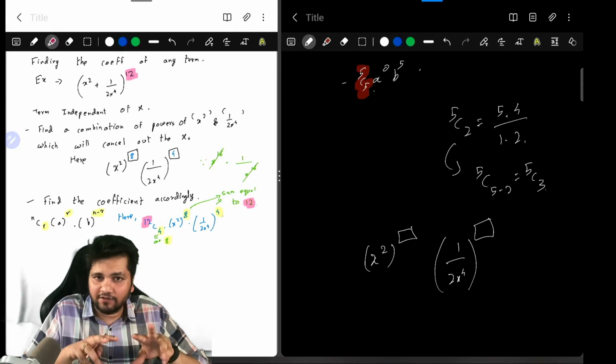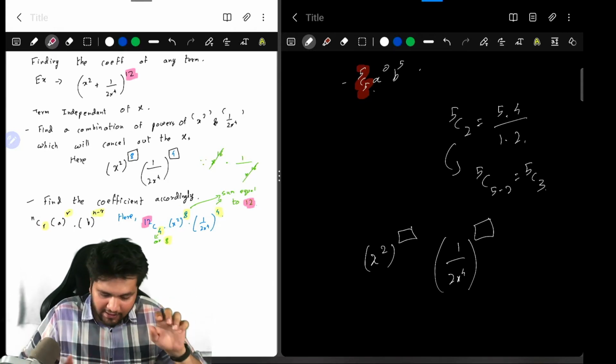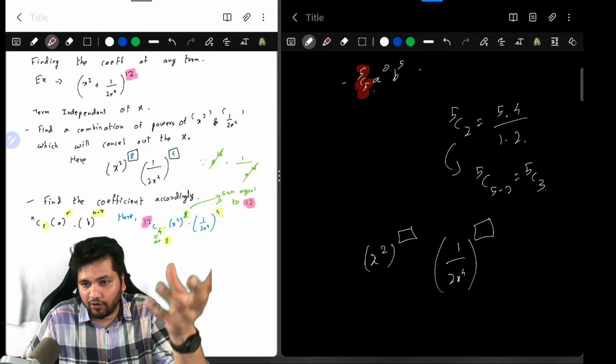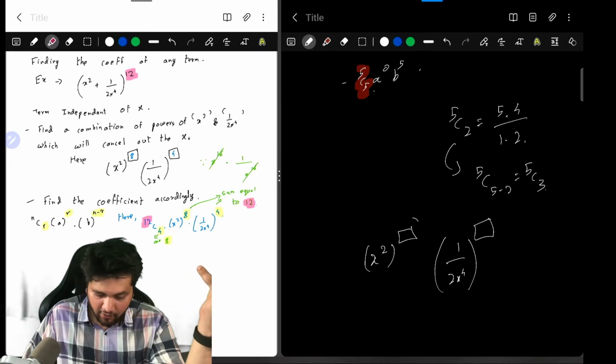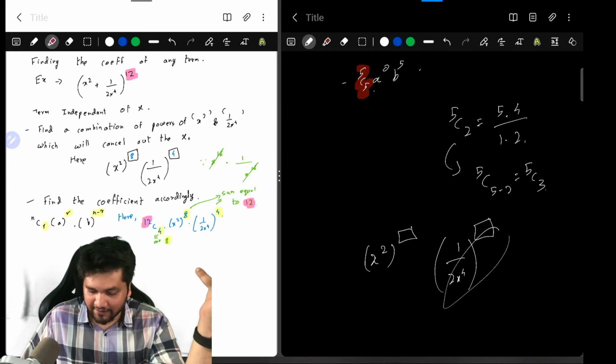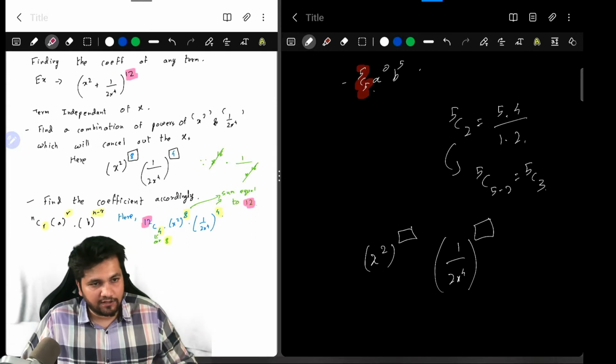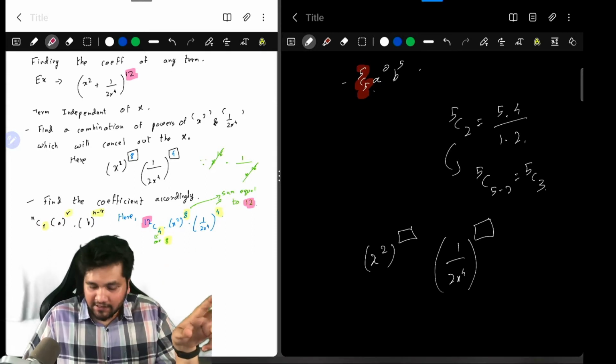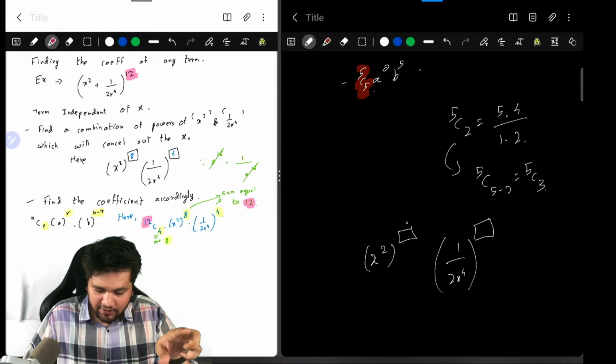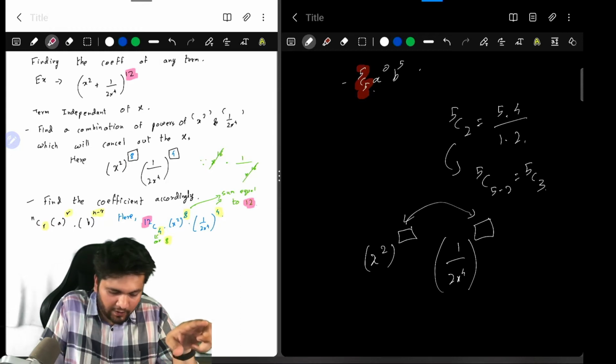The combination will be in such a way whose product, basically we want term independent of x. That means what? The power of this numerator x and the denominator x will be same, so it will cancel out each other. The only thing is, here we'll have to find a combination in such a way their addition has to be 12. 8 plus 4, 12, like that, this 12.